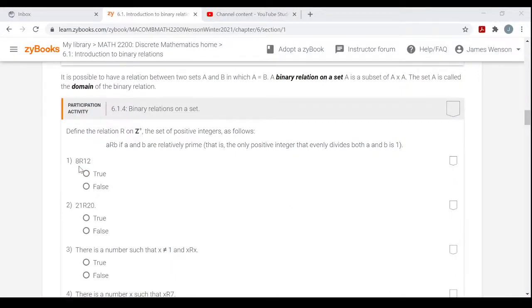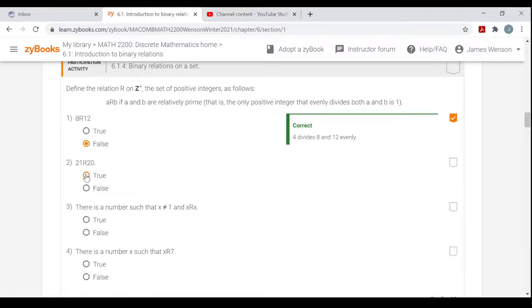So is 8 related to 12? Now both of these are positive integers. That's fine. But is their greatest common divisor 1? Are they relatively prime? No. Their greatest common divisor is 4, not 1. So this is a false statement. 8 is not related to 12. How about 21 and 20? They're both positive integers. Great. The largest number that goes into both of these is 1. Right? This is true. They are relatively prime.